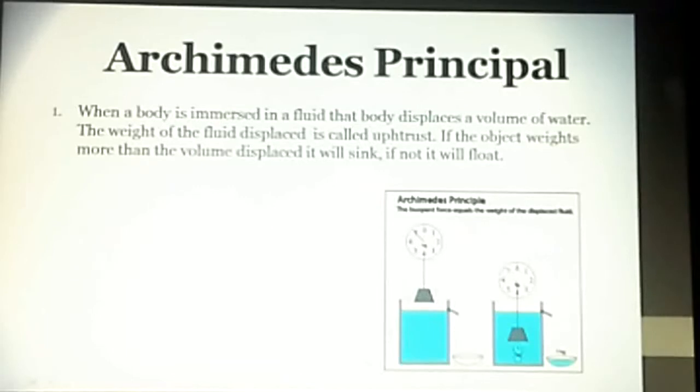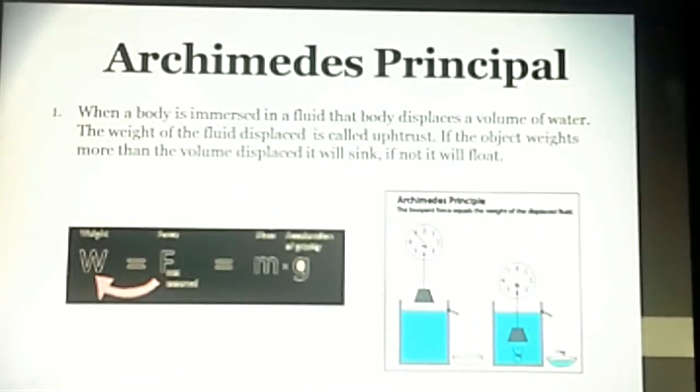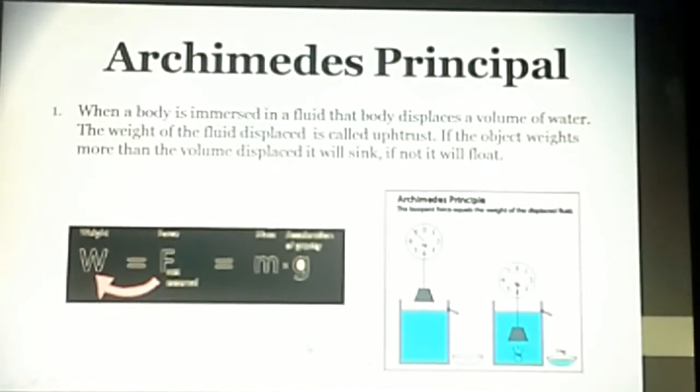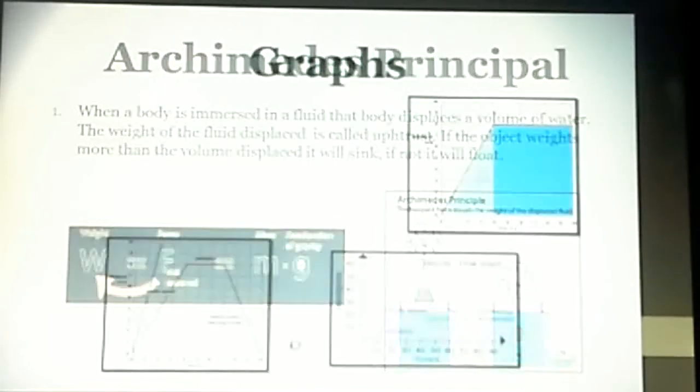As you can see here in the picture, this piece of metal is put into the water, and then the water displaced is here. So that will be called upthrust. This would be the formula for upthrust or weight. Weight is equal to force times gravity, or volume times density times gravity.